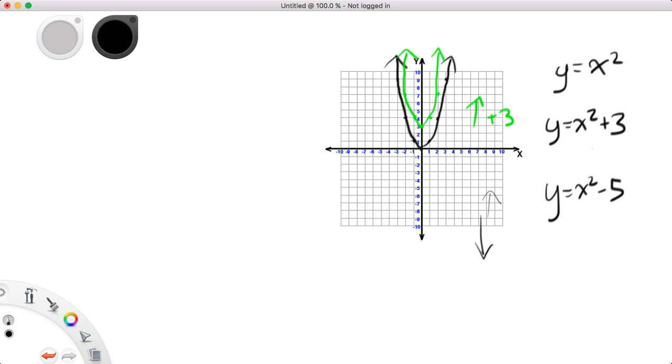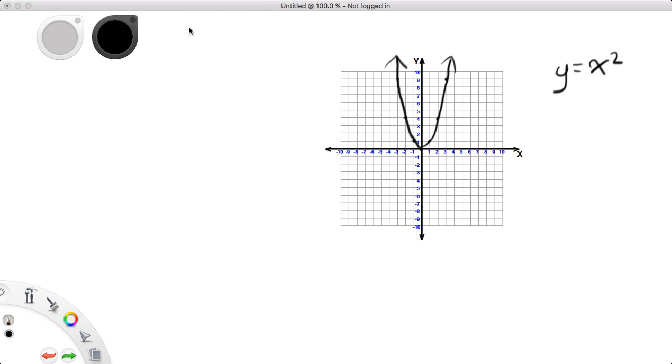And the nice thing about these vertical shifts is that they make sense. Plus 3 means it's going to go up 3, right? If you had y equals x squared minus 5, for instance, that would mean going down 5. The minus goes down, the plus goes up. So that's all very well and good.